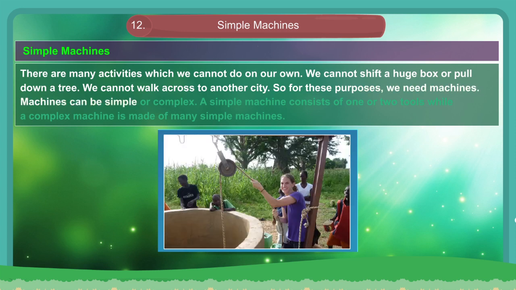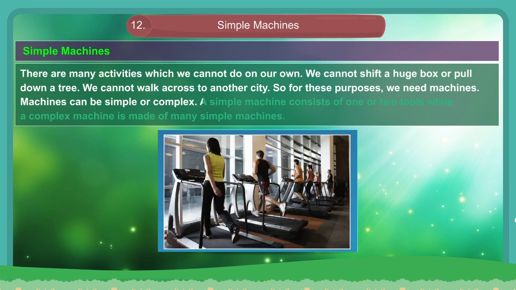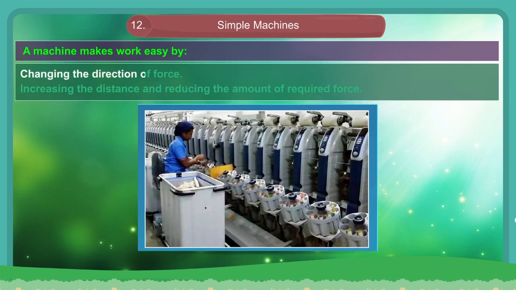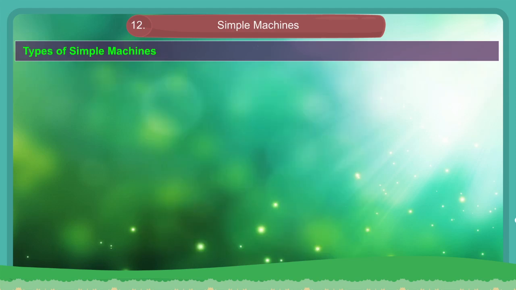Machines can be simple or complex. A simple machine consists of 1 or 2 tools, while a complex machine is made of many simple machines. A machine makes work easy by changing the direction of force, increasing the distance and reducing the amount of required force. Types of simple machines.